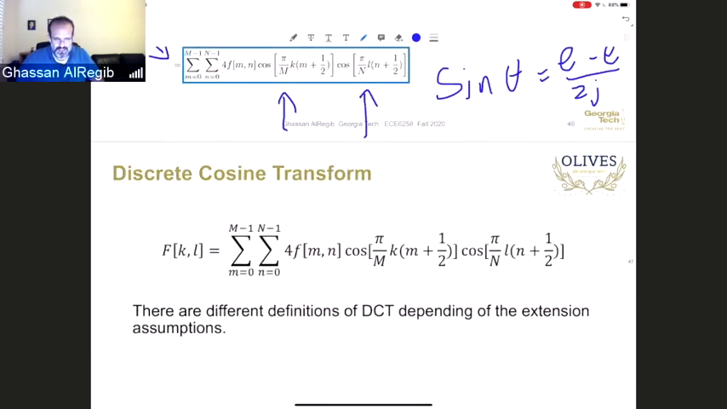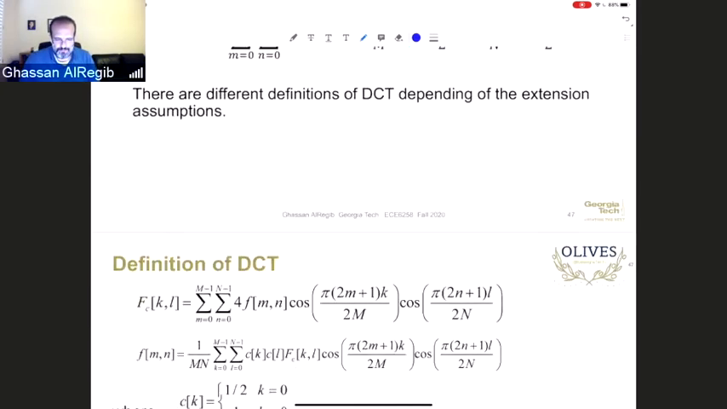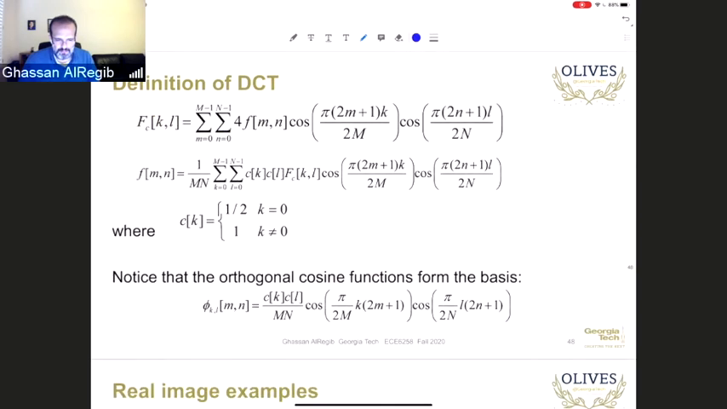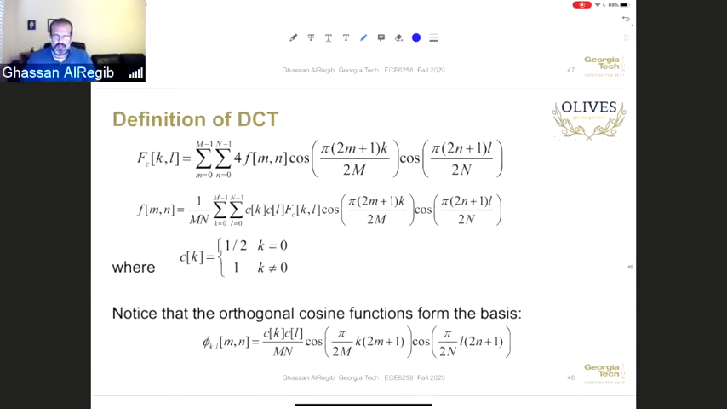So the DCT is an extension of the DFT when we have a specific extension of the image, the small f. And this is the definition we'll be using for the DCT. I can warn you again, as in the DFT, there are other definitions online where the index can be different, or this scalar can be different. So we'll try to stick to this one as much as we can.